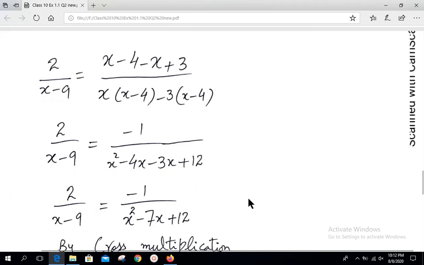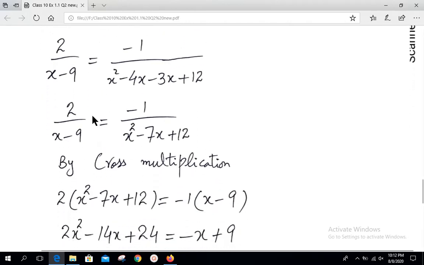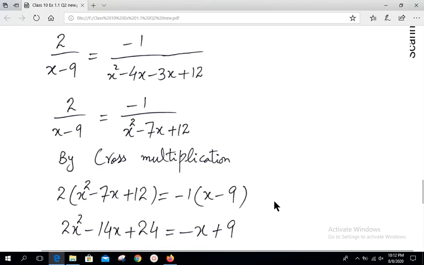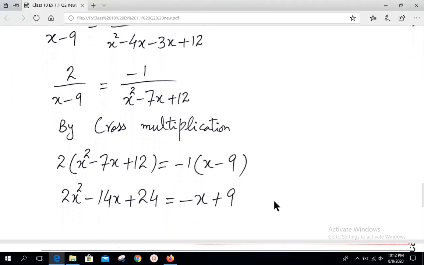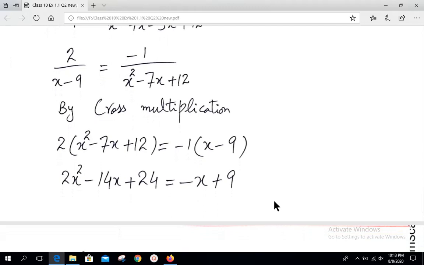Now reaching over here, it is easy for us to make the cross multiplication. Number 2 will be multiplied by this denominator, whereas minus 1 will be multiplied by the left hand side denominator. So we have 2 into (x square minus 7x plus 12) is equal to minus 1 into (x minus 9). Opening the bracket on the left hand side, 2x square minus 14x plus 24 is equal to, opening the bracket on the right hand side, we have minus x plus 9.